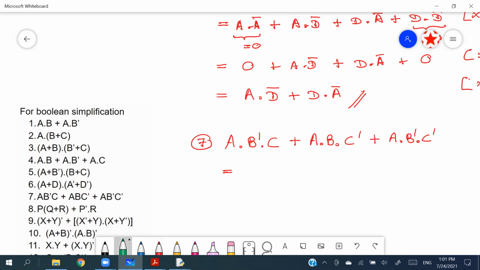And if you take the first two terms, you have only A as the common term. But if you think about the second and the third, you can see there are two common terms, A and C bar. Now, when can we take the common terms out? When all the terms are bound with a dot like this.